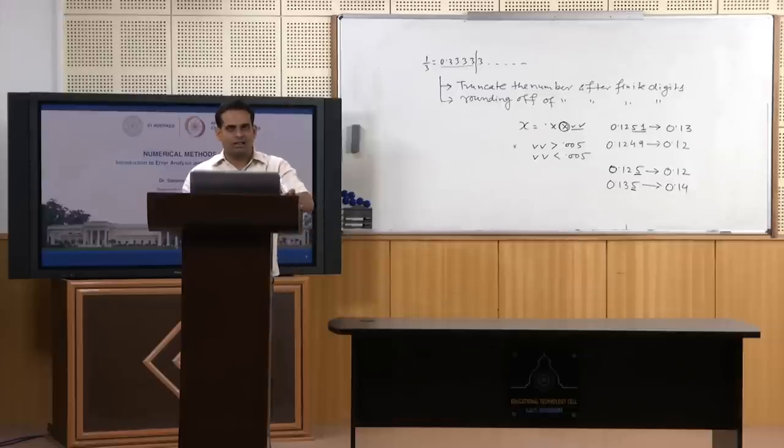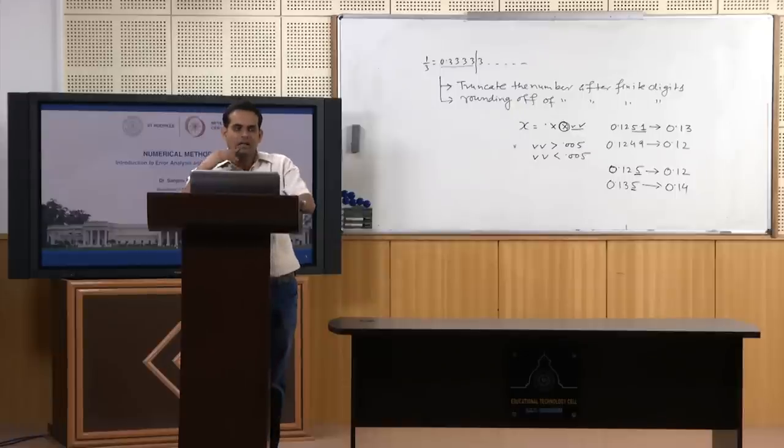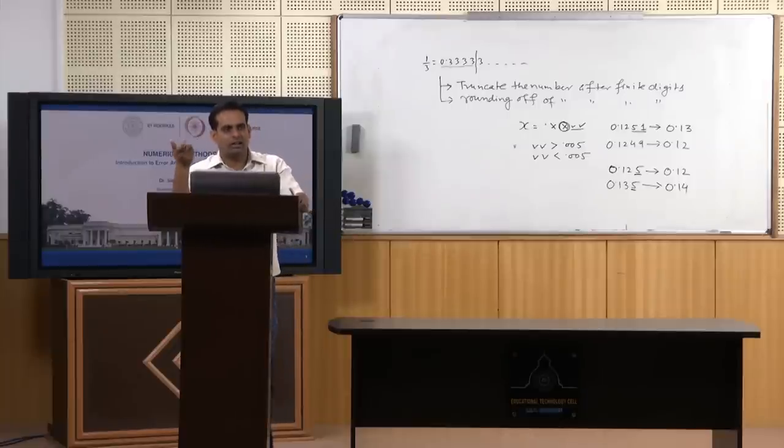And this particular thing plays a very important role in numerical computation. Basically here we are introducing a very small error in the number by rounding up or truncating it up to some finite number of digits, but later on in the computation it propagates and becomes a large error. Let us take an example of that.